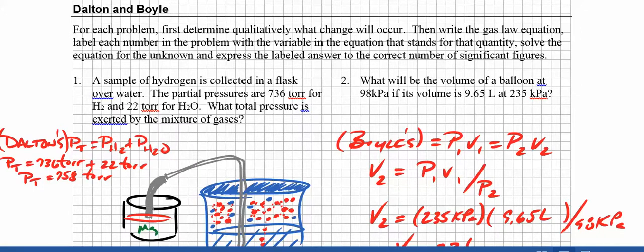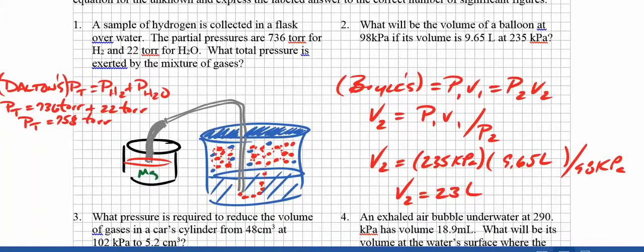So let's take a look at this problem right here. Number 1 says a sample of hydrogen is collected in a flask over water. Now let's take a look at what that might look like. On the left, we see a container that has, let's say, hydrochloric acid, and I drop a small amount of magnesium metal. From our studies of acids and bases, we know that when we place magnesium or any metal into hydrochloric acid or any strong acid, we're going to produce hydrogen gas. So we can collect that hydrogen gas.